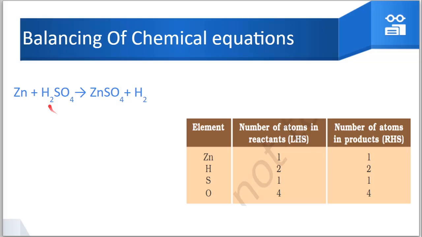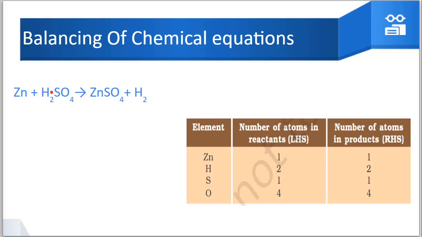Now for the sulfur, meaning S, on the left hand side we have 1 atom and on the right hand side we also have 1 atom. Now for the oxygen, on the left hand side we have 4 atoms and on the right hand side we have 4 atoms. From this table, what can you observe?